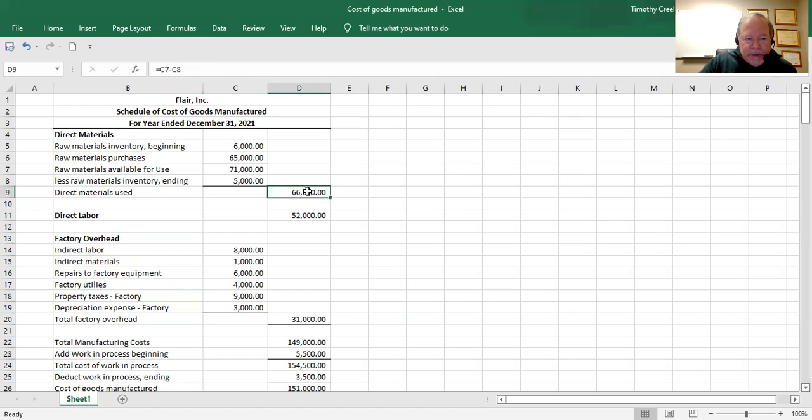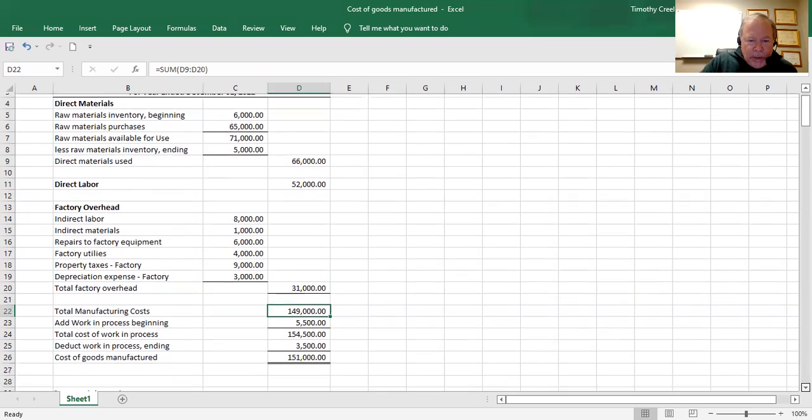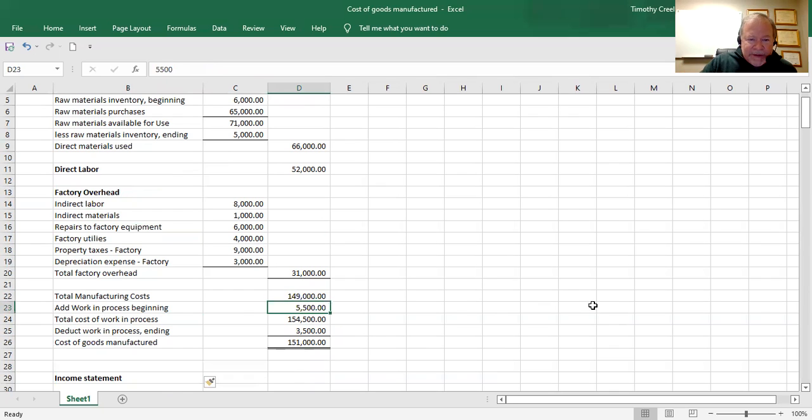You add up the direct materials used, the direct labor cost incurred, and the total factory overhead cost incurred, and you come up with your total manufacturing cost. Now, we would add that to work in process in order to get the total cost of work in process. We would back out what's still left in work in process, which hasn't been completed, and we would come down to cost of goods manufactured.